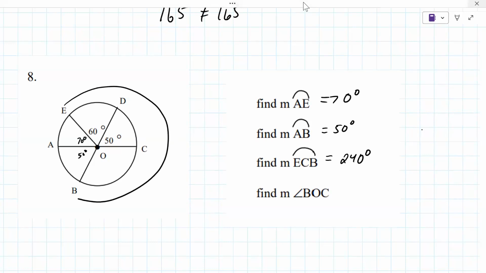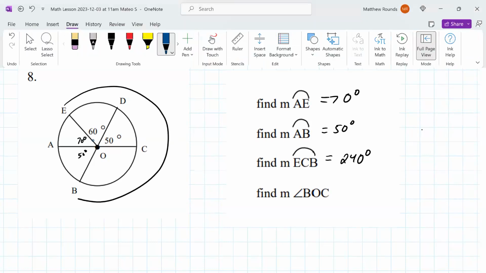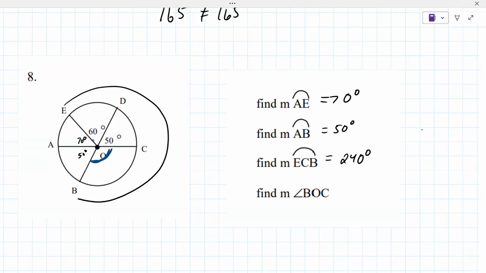Okay. Now before you give me the answer to BOC, that's this angle right here, which is the same as this arc right there. What is that? 130. Very good. All right. You think you got it, but no, I don't think there's any rush.